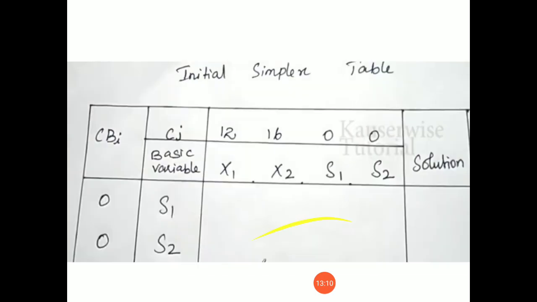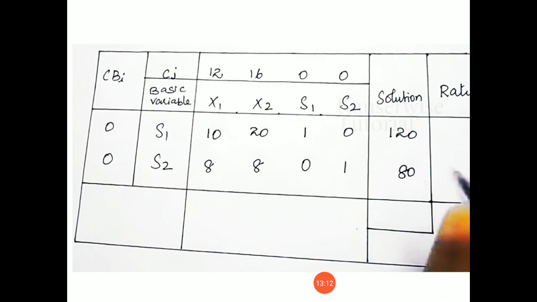So I will be writing those coefficients here, 8, 8, 0, 1 with solution 80, and I have written them in their respective places. With x1 in the second equation the coefficient 8 was written, so in the column of x1 I have written 8. Again, with x2 the coefficient was 8 in the second equation, so in the x2 column I have written 8. Similarly with s1 and s2.